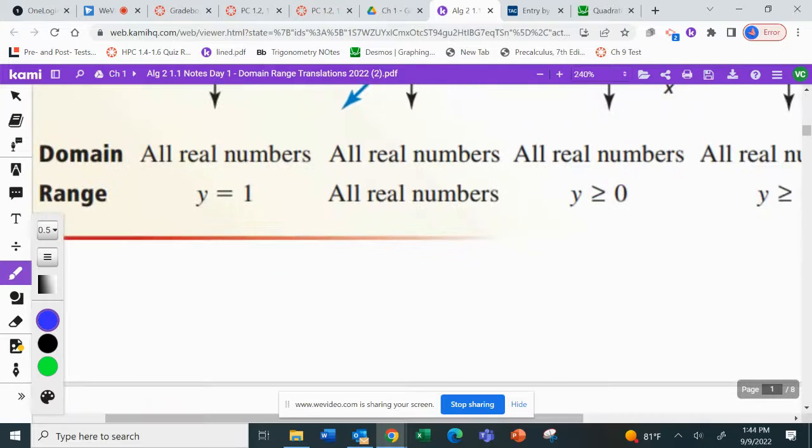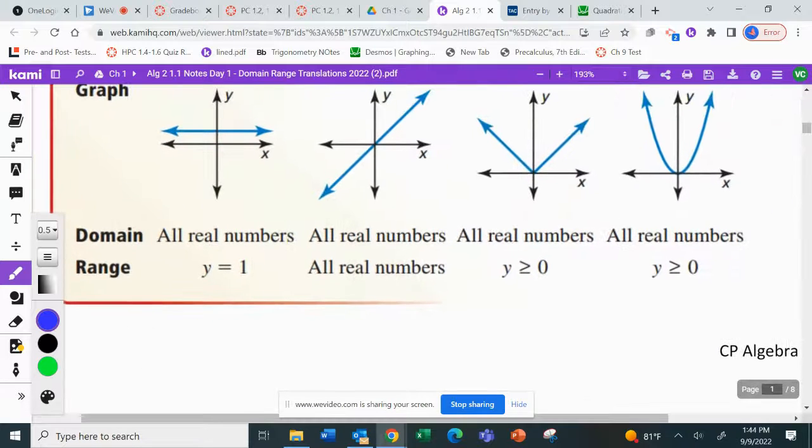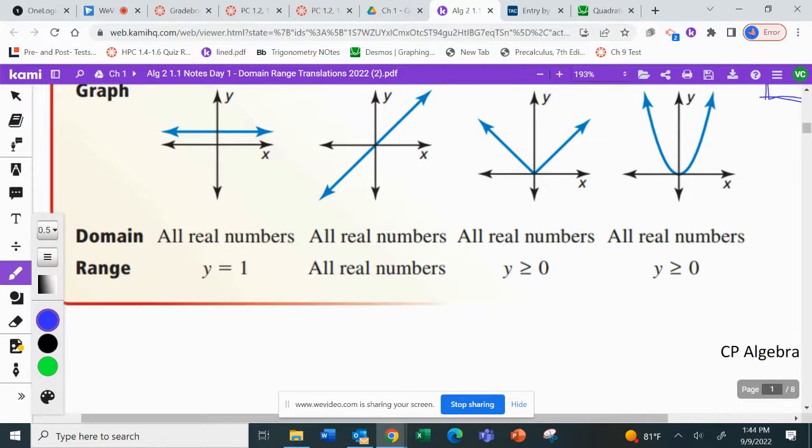Domain and range, we started talking about when we were doing our name graph. That's where I first started talking about it. We're going to continue talking about it the rest of the year. The domain and range of each of these parent functions, but things change. They won't always be this when we start having transformations.